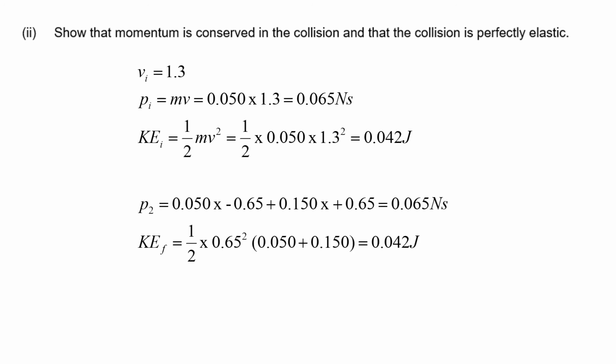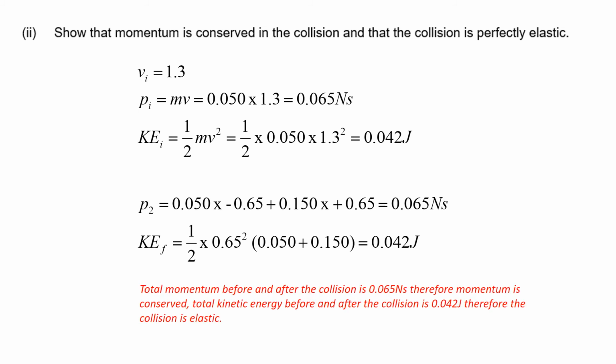Then what we're going to do is work out the final momentum. They're going in opposite directions, so I used the initial direction as the positive direction. The golf ball is going to bounce off and have negative velocity. And we can see that the momentum is the same. And we see the kinetic energy, once we add them together, is the same as well. So we know momentum is conserved because total momentum before equals total momentum after. And we can see that it's elastic as the total kinetic energy is conserved as well.